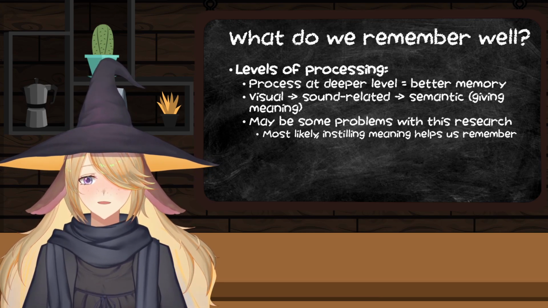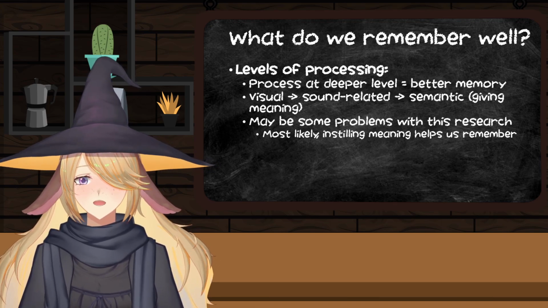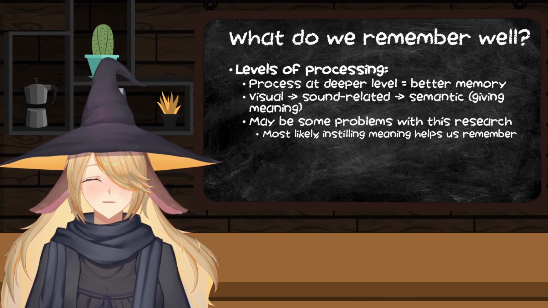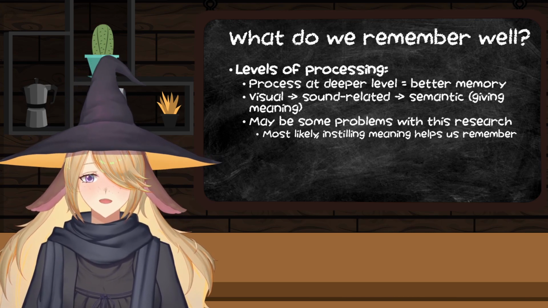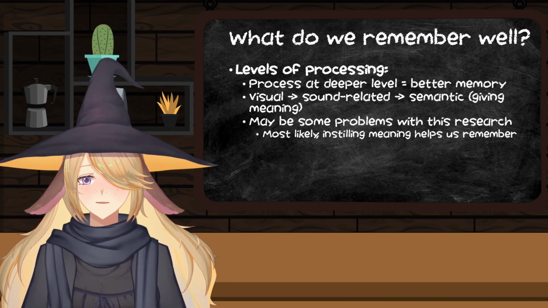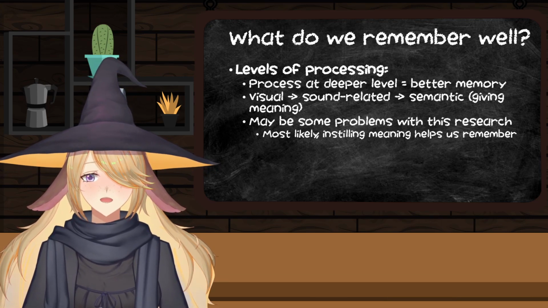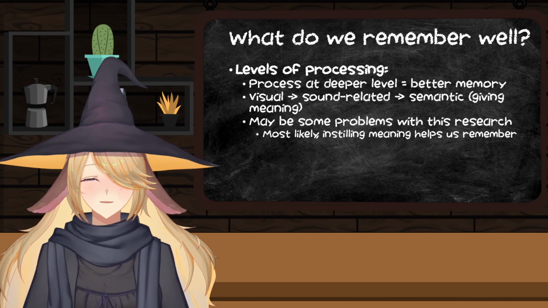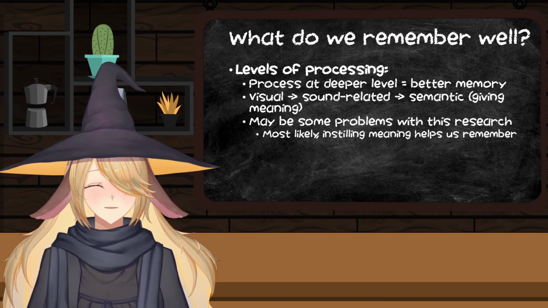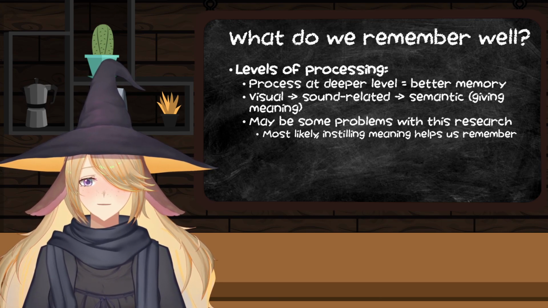Which means that the deeper you consider the information that you're taking in, the better you're going to be at remembering it later on. And it tends to follow a certain hierarchy: visual versus sound-related versus semantic. As you move up that ladder, you're going to tend to retain information a little bit better over time. So let's say, for example, you're trying to remember a definition for a vocabulary test in the foreign language class you're taking in college. If you're just looking at your vocab list and trying to remember the words based on, oh, well, this word comes before this word, next to this word.